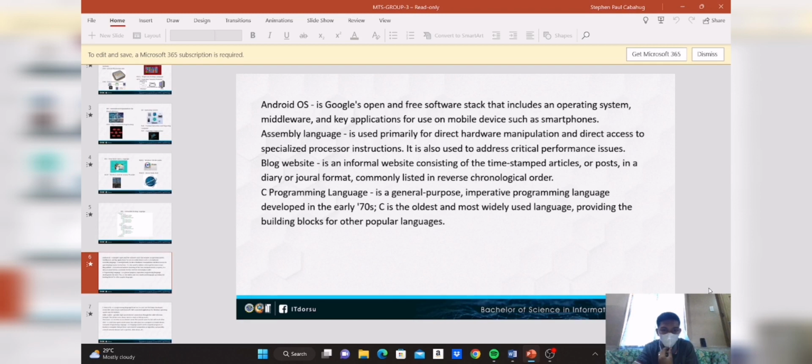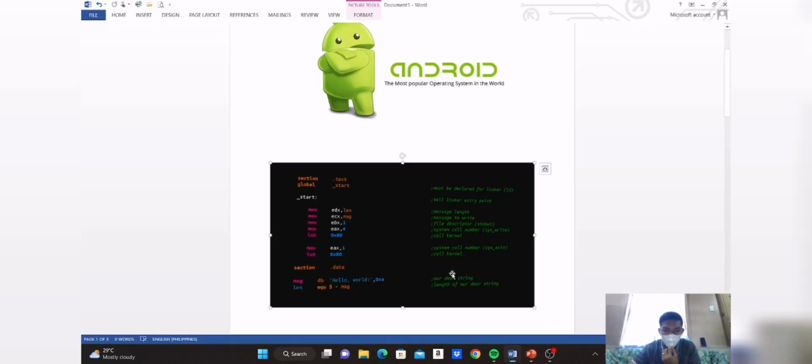So next is assembly language, which is primarily used for direct hardware manipulation and direct access to specialized processor instructions. Assembly language directly manipulates hardware, accesses specialized processor instructions, or evaluates critical performance issues. So if you know how to program, you may know this. That is assembly language.